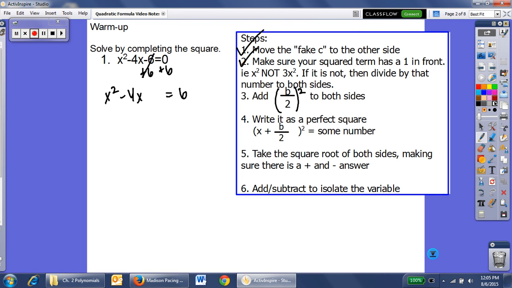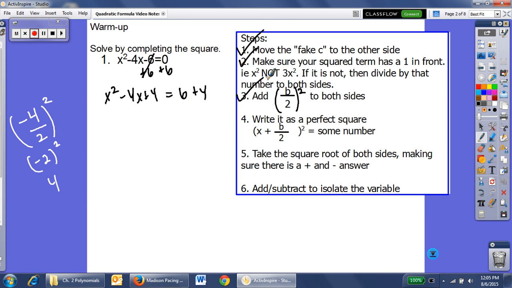So let me show you on the side here. So we have negative 4 divided by 2 squared. We're going to add this to both sides just like the step says here. So negative 4 divided by 2 is negative 2. Negative 2 squared is 4. So we add 4 to both sides.